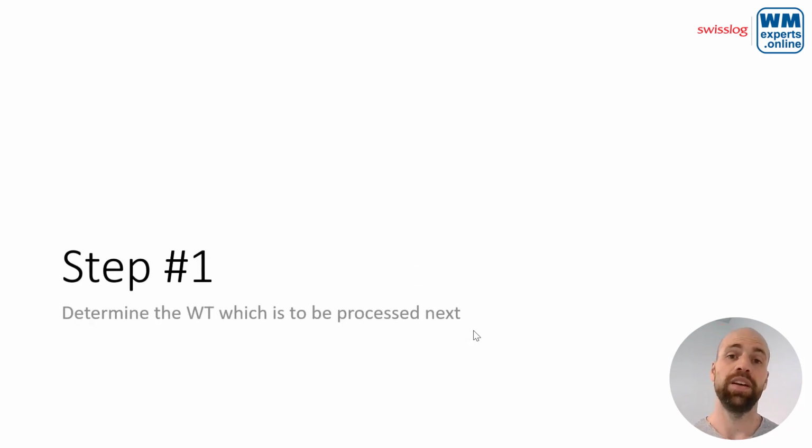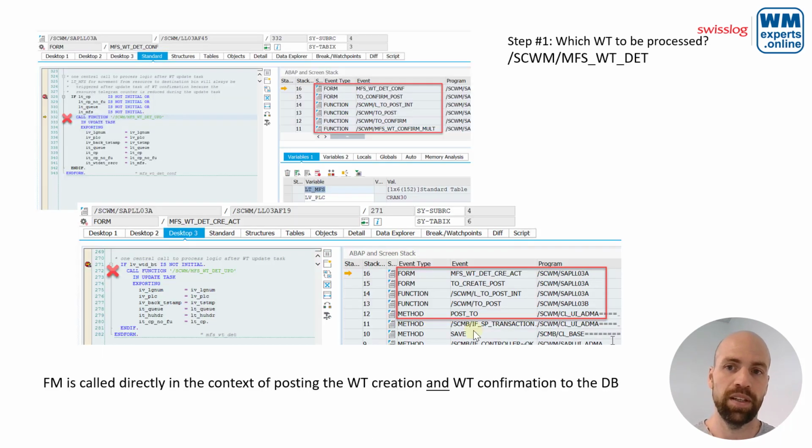That's the initial situation. And subsequently, the first step is the determination of the next warehouse task to be processed. So out of our pool of tasks, we need to decide now which one is the first one to get a telegram and to be communicated to the subsystem. And this happens via function module SAP EWM MFS WT-DET.